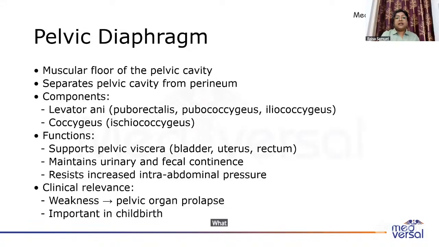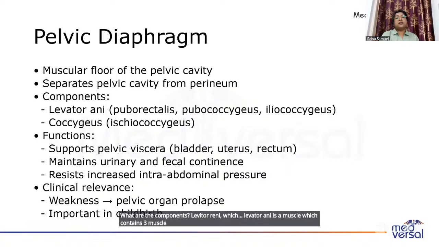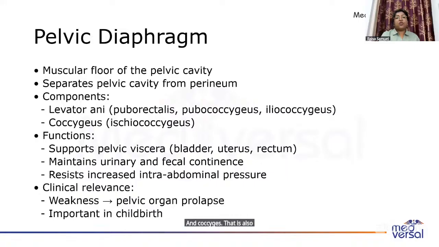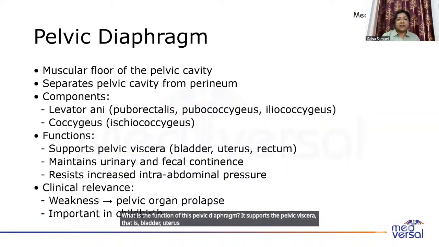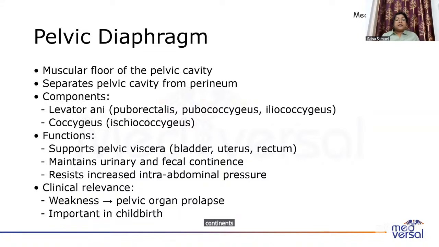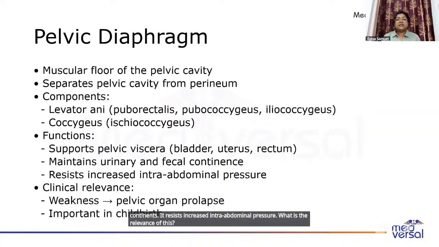What are the components? Levator ani, which is a muscle containing three muscle groups, that is puborectalis, pubococcygeus, iliococcygeus, and coccygeus, which also contains the ischiococcygeus muscle. What is the function of this pelvic diaphragm? It supports the pelvic viscera, that is bladder, uterus, and rectum, and also maintains urinary and fecal continence. It resists increased intra-abdominal pressure. What is the relevance of this? If the muscles are weak, then it will lead to pelvic organ prolapse. And it is also important in childbirth.